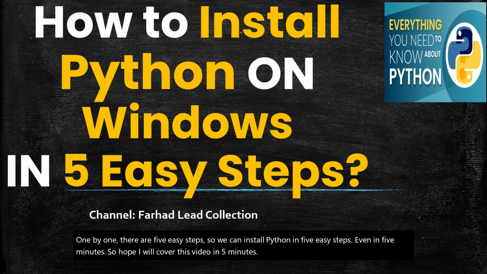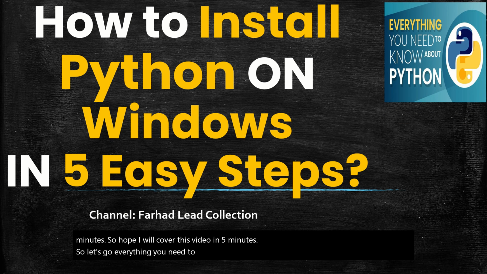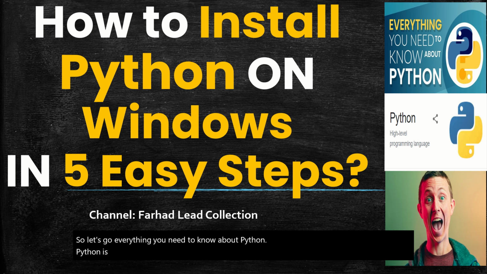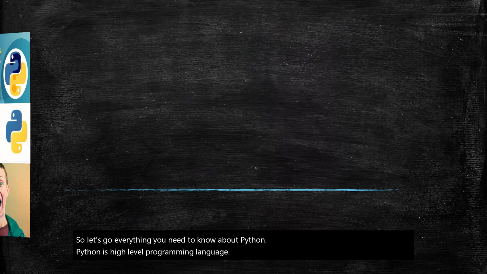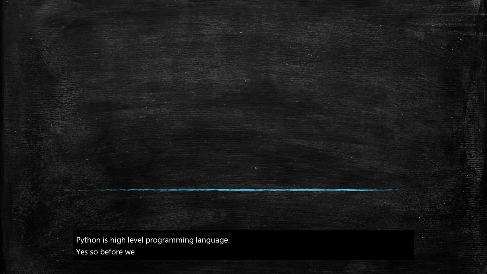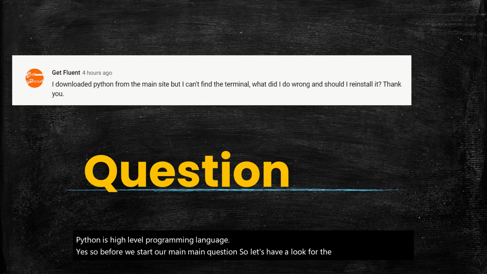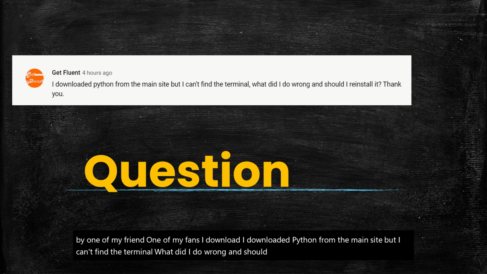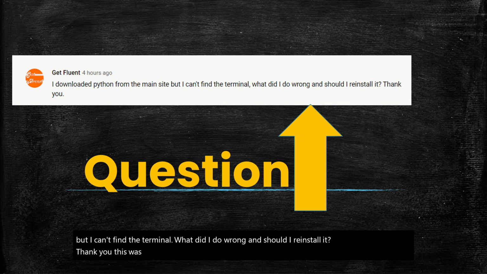So, let's go. Everything you need to know about Python. Python is a high level programming language. So before we start our main question, let's have a look at the question which was asked by one of my friends, one of my fans. I downloaded Python from the main site, but I can't find the terminal. What did I do wrong, and should I reinstall it? Thank you.